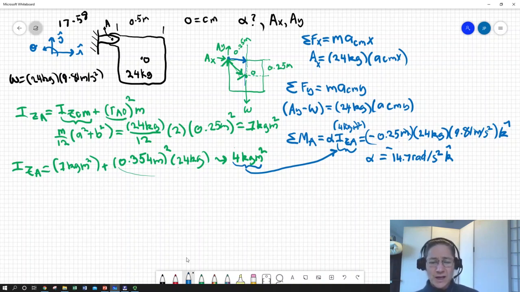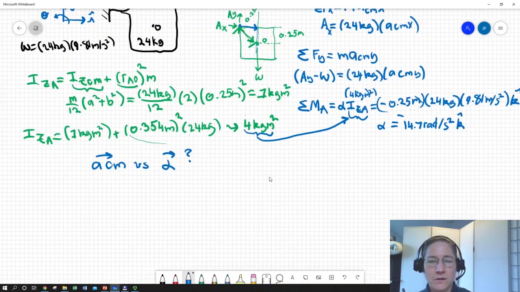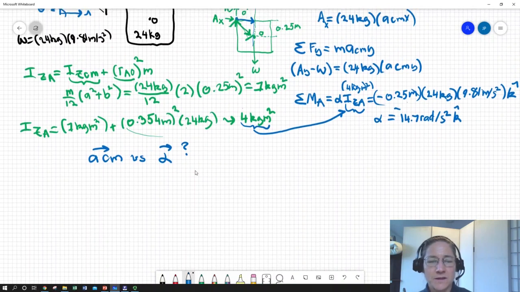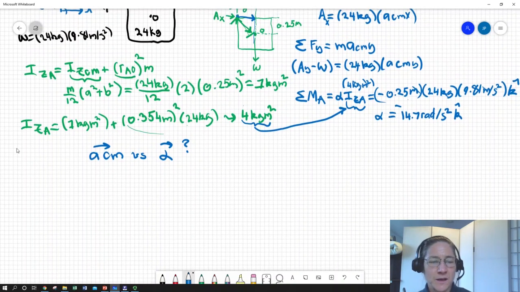Okay, so now the trick is how do we relate the ACM, the acceleration of the center of mass, versus alpha? How are those two related? Well, we have to use the kinematics of motion in this case to find a relationship between those two. So let's budge up and give ourselves a little bit of room here, and leave it to where we can see our FBD again, because it's also a nice figure. And we'll switch colors for ease of observation.